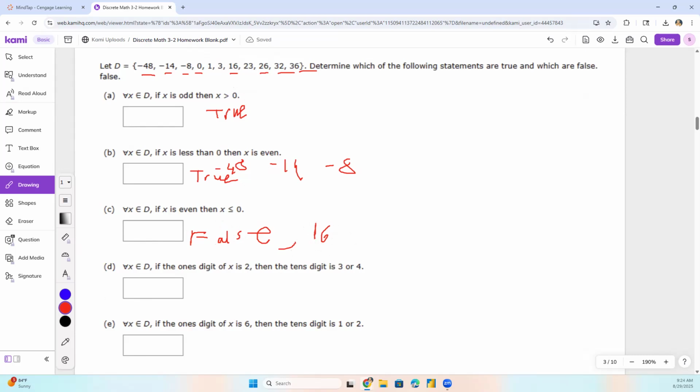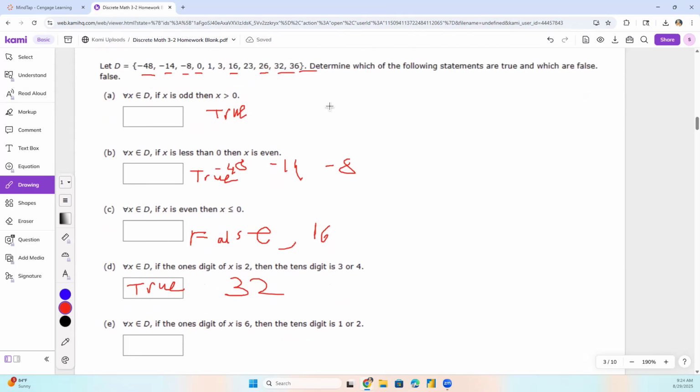So for the next one, it says for the same set of numbers, if the ones digit is 2, then the tens digit is 3 or 4. So let's look at the numbers that we have. The ones digit as 2. Ones digit as 2 is there's only one number, 32. This is the only number, 32. Then when I look at the conclusion, the tens digit can be a 3 or it can be a 4, 3 or 4. And this is true because we have a 3 in our tens digit. So this will be a true statement because it says it can be 3 or it can be 4.